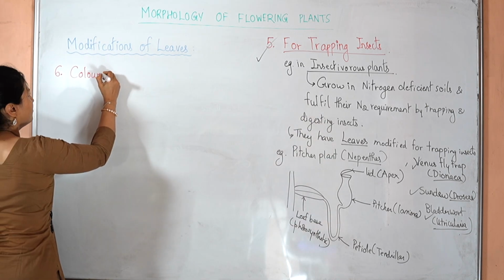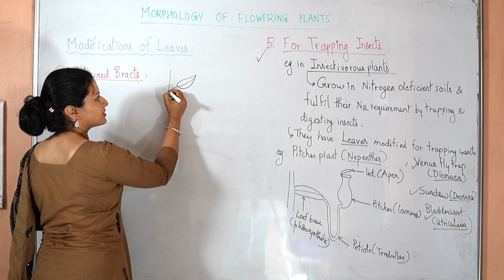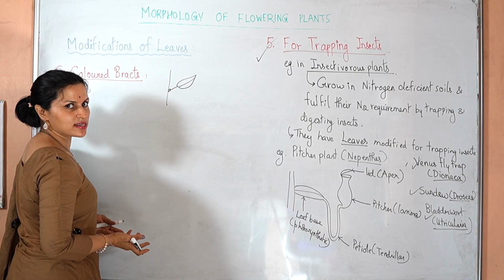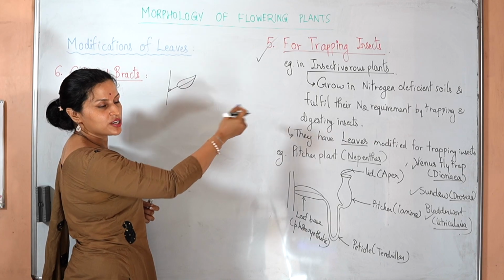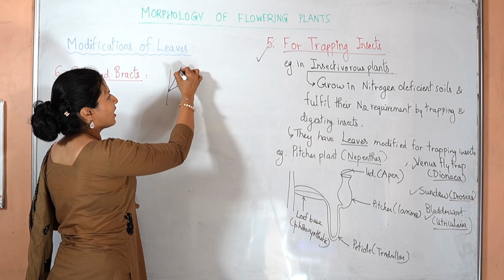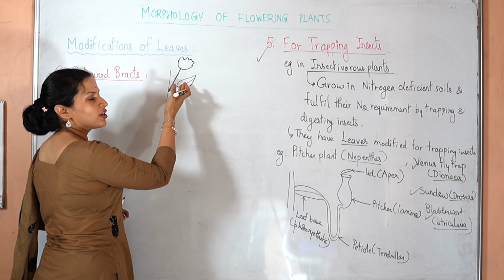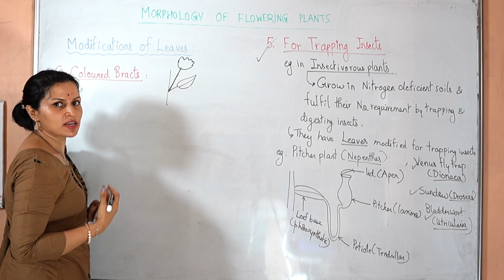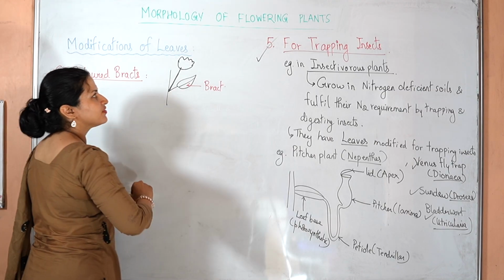Next, colored bracts. Do you know what are bracts? Suppose this is a leaf. This is an axillary bud, always there in the axil of a leaf, you know that. This axillary bud can develop into a branch, it can form a thorn, it can form a tendril, or else it can form a flower. Consider it formed a flower. Now this leaf is no longer called a leaf, now it has got a special name. Now it will be called the bract of this flower.